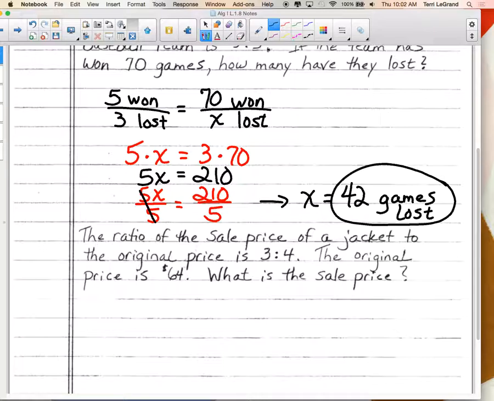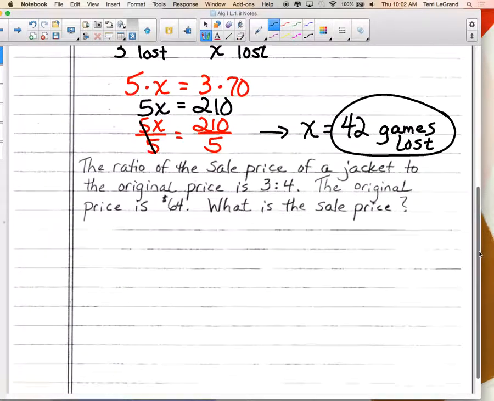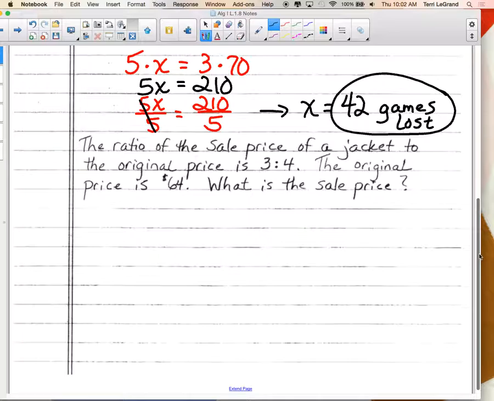Austin? Because the amount won was more than the amount lost, and 70 is still more than 42 lost. Yeah. So in the beginning, in the ratio that they told us, they're higher than 500, right? That's what we say. They're more than 500. They're winning more than they're losing. So in this, we better have less games lost than 70, right? They're losing less than they are winning. They're winning more than they are losing. So that seems reasonable.